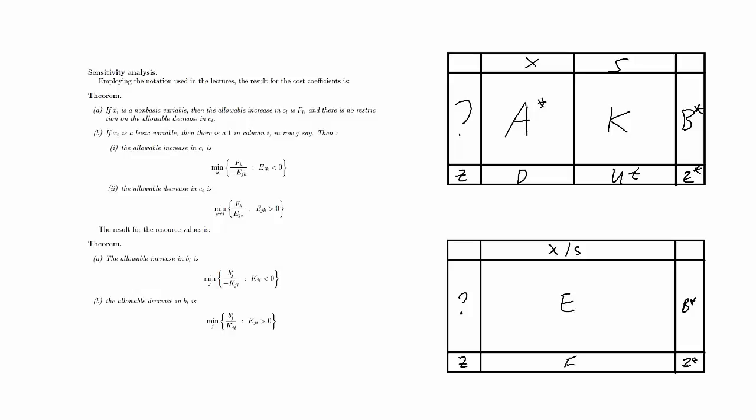We have CI referring to the cost coefficients, and BI referring to resource coefficients. Moreover, the letters F, E, K, and B star appear. They correspond to values taken from the final tableau, which I've drawn in generality on the right here. I'm not going to explain the details of the table. You'll see where each part comes up as I go through the question.